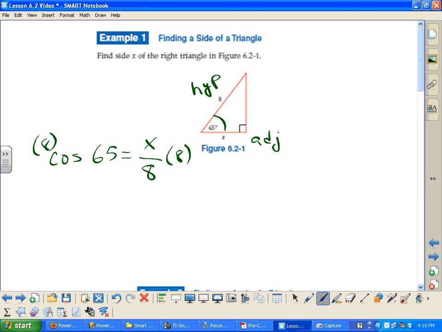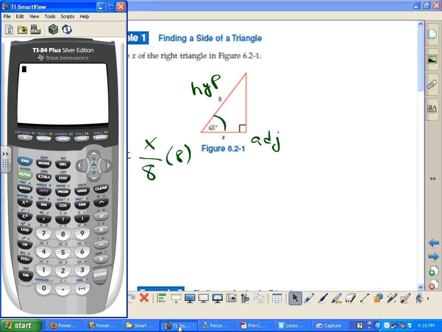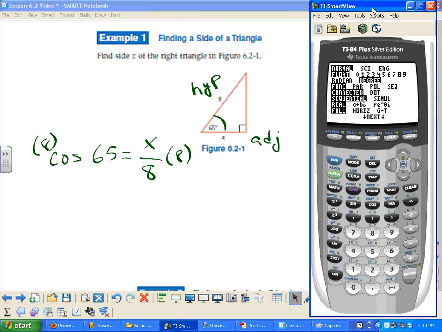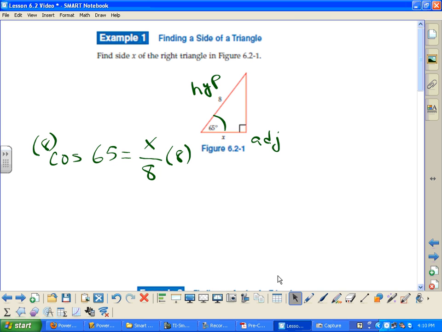So we take our calculator and we make sure that we are in degree mode. So always check your mode, make sure you're in the right mode. And since I'm in degree mode, then I can just type in 8 cosine of 65, and we get 3.38 as our answer. So x is approximately 3.38.